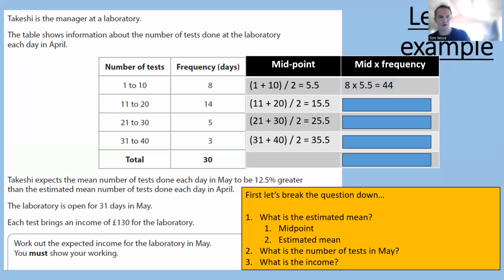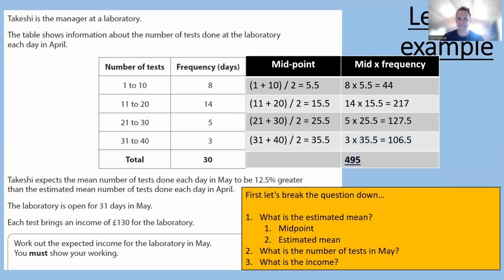Then I'm going to do my midpoint multiplied by my frequency, and that will tell me how many of the tests are running. In this case, I have got 495 tests that have been completed at this point.